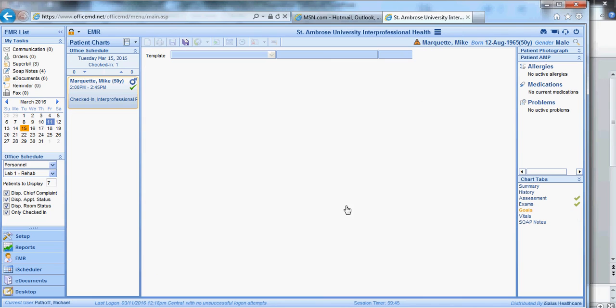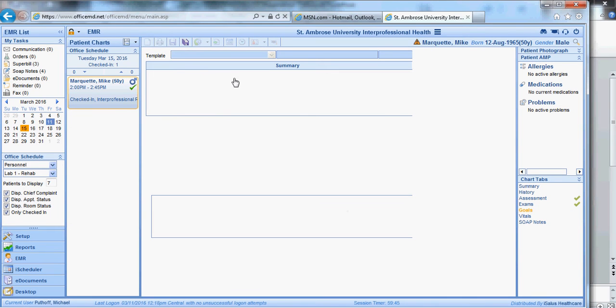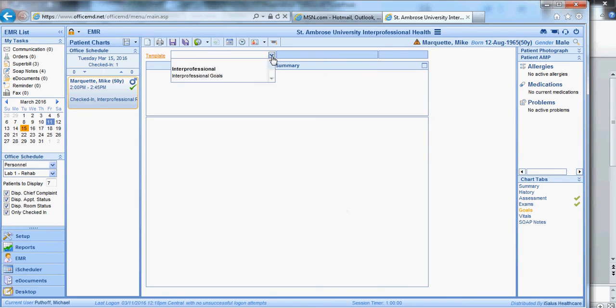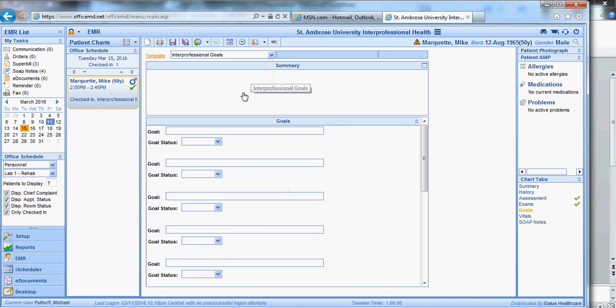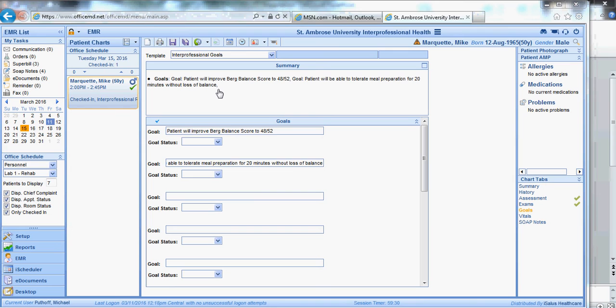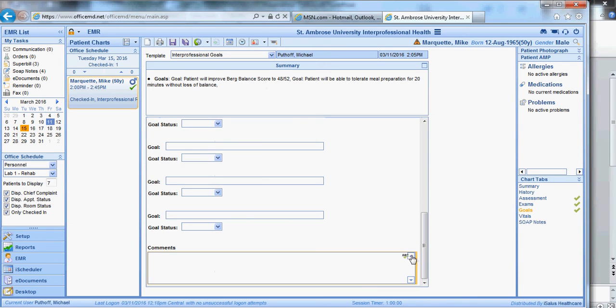Next, let's go to the goals. These are meant to be interprofessional goals, so you have to choose the template. You want to choose interprofessional goals. These are things set up together as a team. So I just wrote 2 very generic goals, one about a Berg balance test and one maybe about maintaining balance during meal preparation. So I'm hitting save as I go. And there's numerous different boxes for this, as you see.